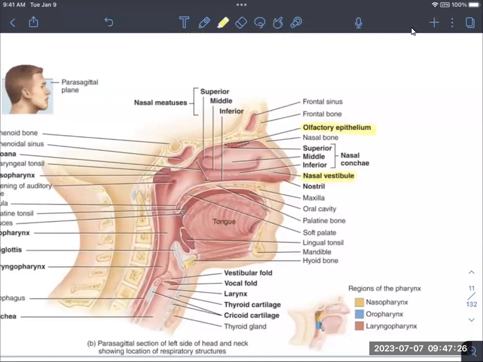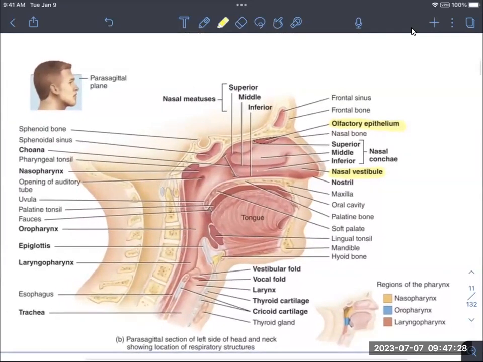Here we can see some of these sinuses. See this frontal sinus up at the top? Here we can see this sphenoidal sinus through here, part of that sphenoid bone.